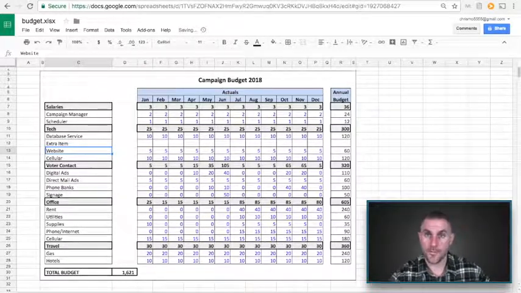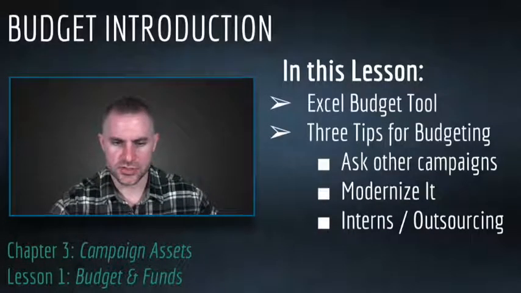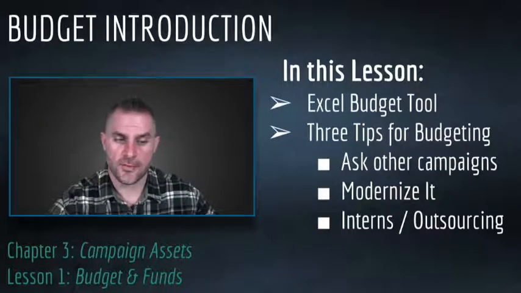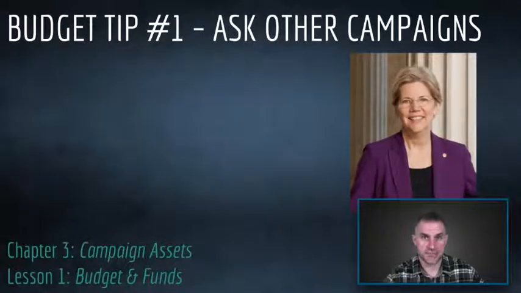Okay, so let's go back to our slides here and take a look at the rest of this information in Chapter 3, Lesson 1. So now we'll get on to the second part, 3 tips for budgeting. So budget tip number 1, ask other campaigns.